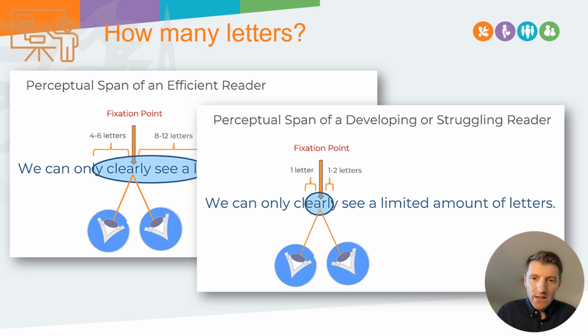As a new reader, or a struggling reader, we have a very limited perceptual span. And so you can see from the graphic here that actually, when you're so focused, you're only really looking at, it's like 1, 2, 3 letters before, maybe 1, 2 after.